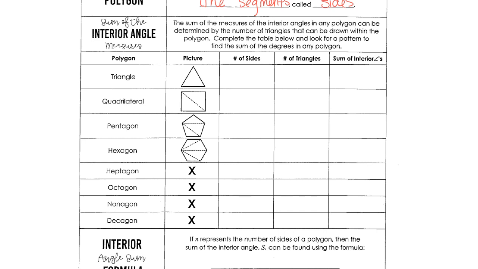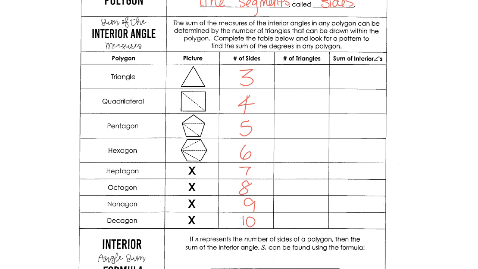All right, so now we're going to talk about the first 10 different types of polygons that we have. The first one is a triangle. A triangle has 3 sides. A quadrilateral has 4, pentagon 5, hexagon 6, heptagon 7, octagon 8, nonagon 9, and a decagon has 10.